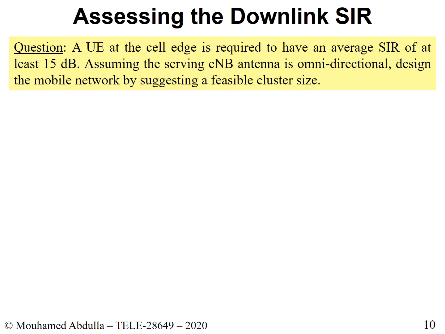So in here, I wanted to show you an example of how we could do these measurements. So let's go through this example. The example is we have a UE at the cell edge. So let me get my laser pointer. A UE at the cell edge is required to have an average SIR of at least 15. So if it's more than that, that's desired, but at least 15. You cannot go below 15. Assuming the serving E node B antenna is omnidirectional, so it radiates in all directions, design the mobile network by suggesting a feasible cluster size. So we want to know what is the cluster size required that will guarantee that we get at least 15 SIR. So let's go and do the analysis.